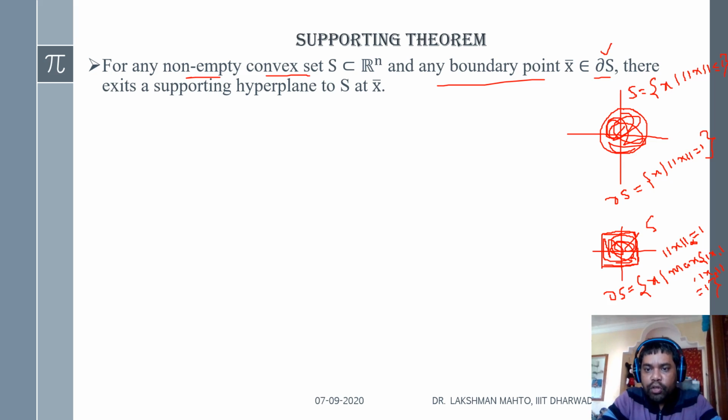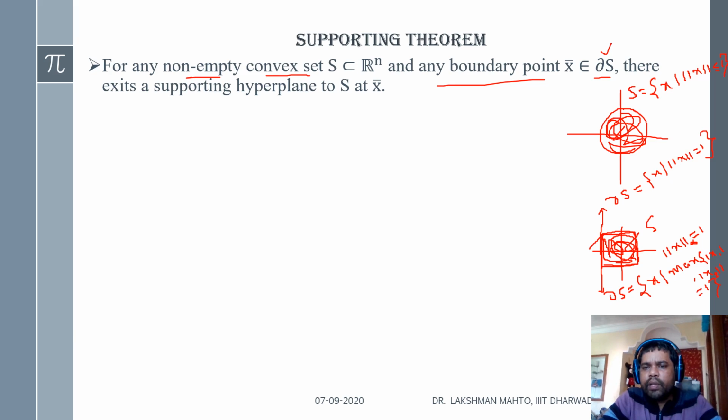So find any boundary point, and at this boundary point try to draw the possible supporting hyperplane. Here, at all these boundary points along this side, you will have the same supporting hyperplane. It would be this vertical line, parallel to x2. So this is the supporting hyperplane at boundary points along this side.